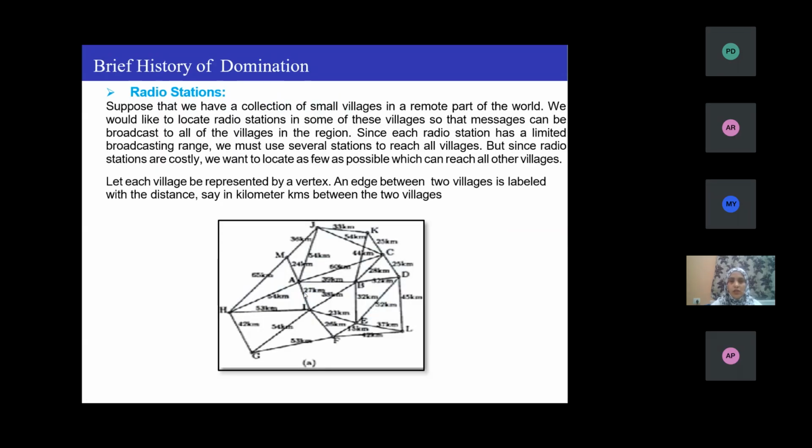Next is radio stations. We can see the widely used application of graph theory and domination in radio stations.